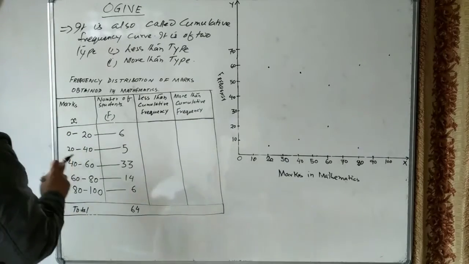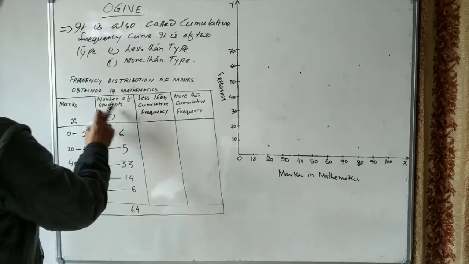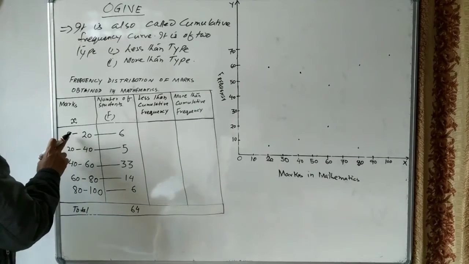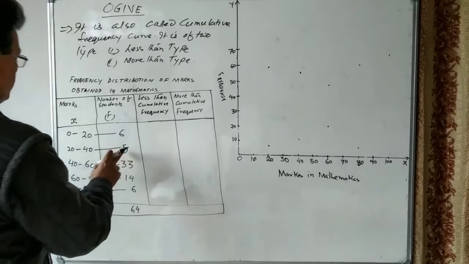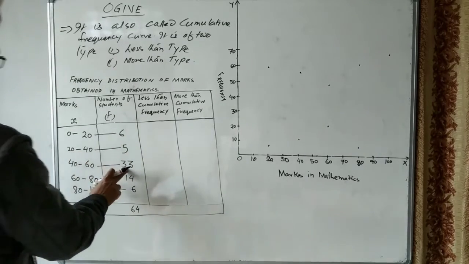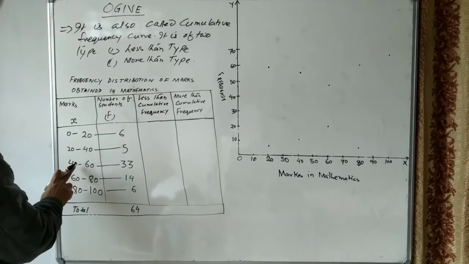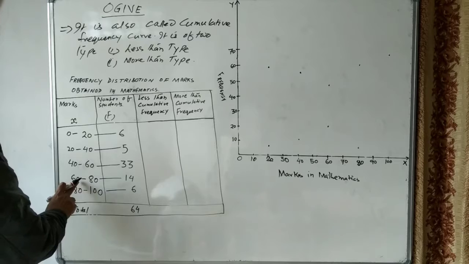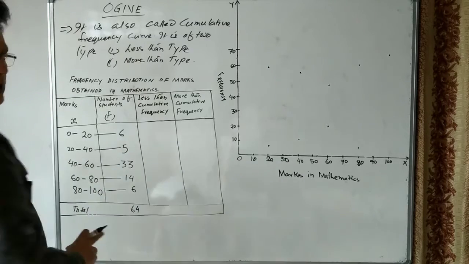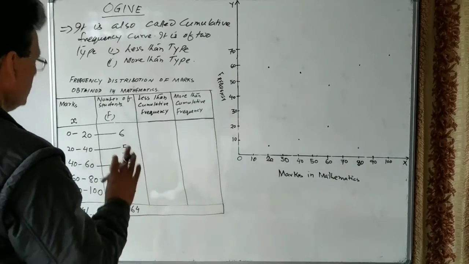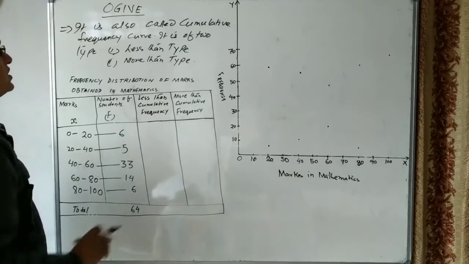So let us see the marks and the number of students. There are 6 students who have got marks between 0 to 20. 5 students have got marks between 20 to 40. 33 students have got marks between 40 to 60. 14 students have got marks between 60 to 80. 6 students have got marks between 80 to 100. So the total number of students is 64.